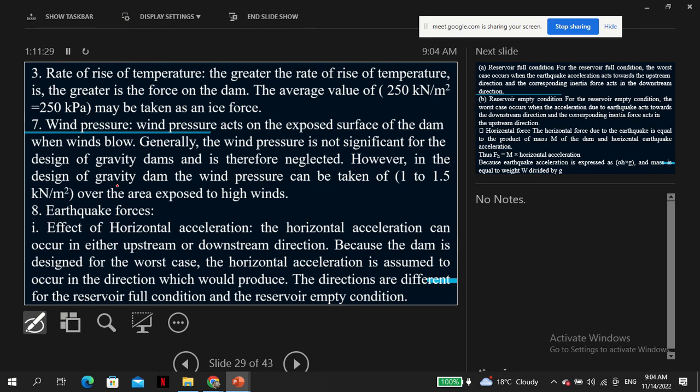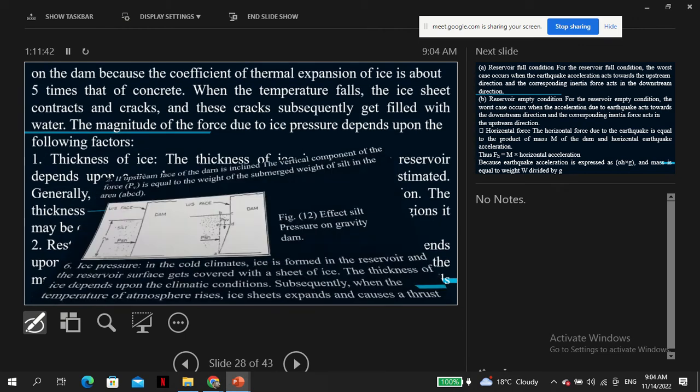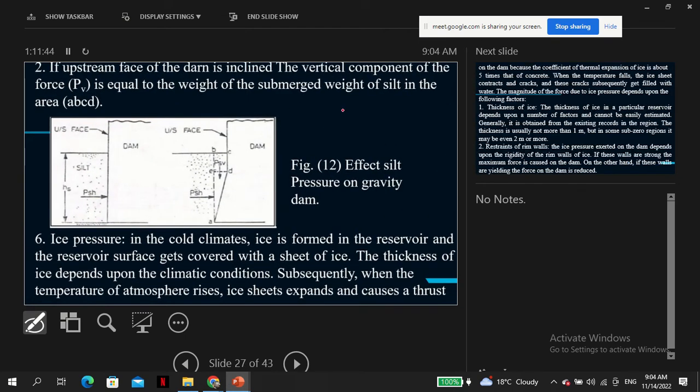However, in the design of a gravity dam, the wind pressure can be taken as 1 to 1.5 kilonewton over the area exposed to the wind. Actually, as an engineer, you need to be concerned with everything else. Remember, if that's your dam, the part exposed to the wind is relatively very small. So usually you neglect it.